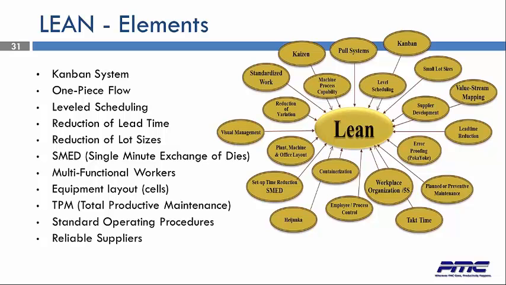So these are some of the lean elements that could be a part of your lean system. Not all elements would be applicable in all kinds of industries, but these are some of them which can be applied to most industries. So Kanban system, one-piece flow, level scheduling, reduction of lead time, reduction of lot sizes, single-minute exchange of die, multifunctional workers, equipment layout, TPM, standard operating procedures, poka-yoke, reliable suppliers, and Kaizen. All of these are some of the lean elements.